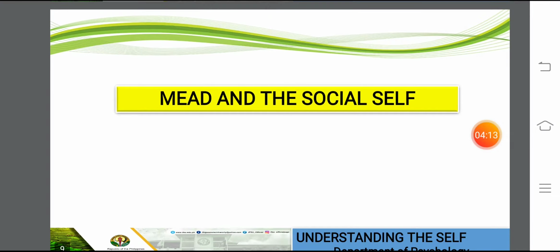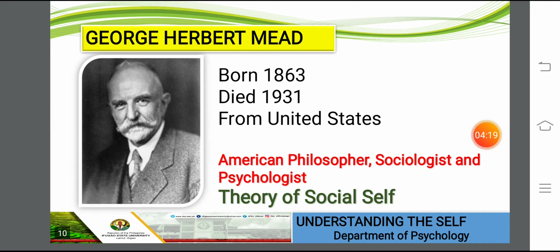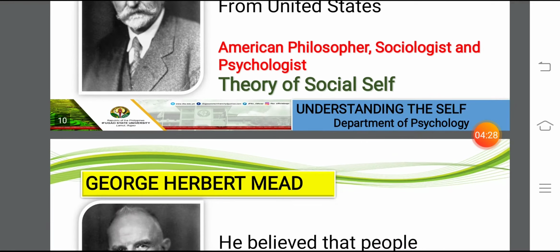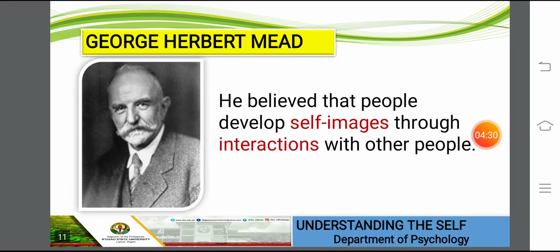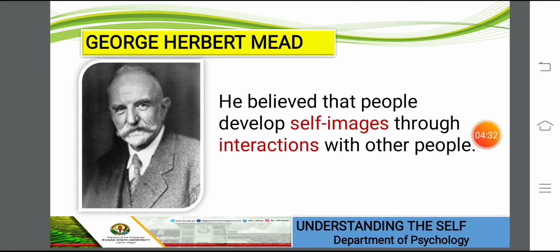After accomplishing your Johari window, let's proceed to the idea of Mead and the social self. According to George Herbert Mead, an American sociologist, he contributed the theory of social self. He said that people develop self-images through interactions with other people. Are you amenable to this?